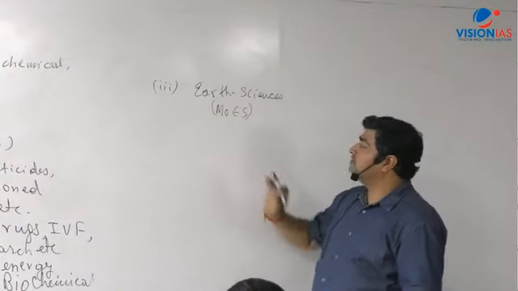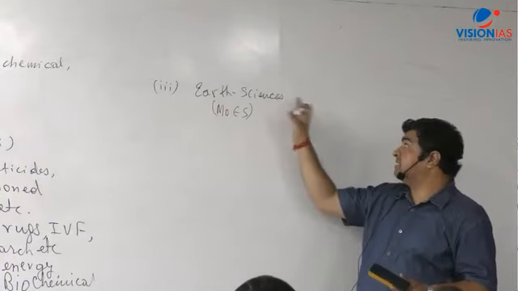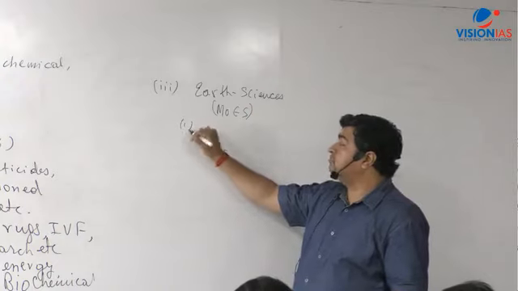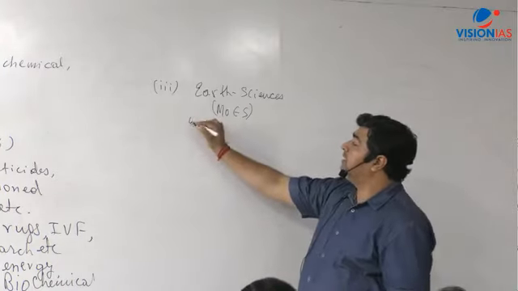Now tell me the area of work. Which areas is the Earth Sciences Ministry involved in? It's very simple. Earth Sciences I've given. So first comes what? Monsoon. So what area comes here? Meteorology. Let me write here. A is meteorology.